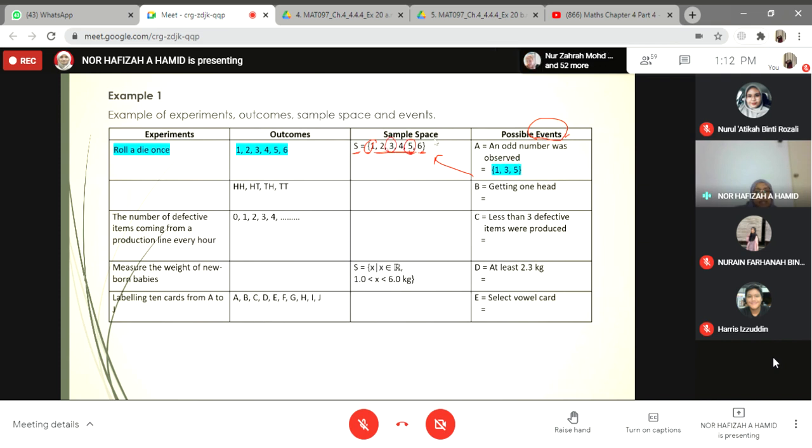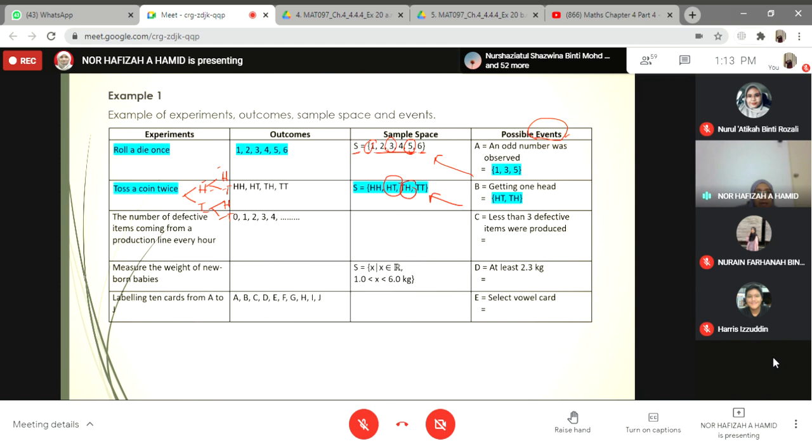Okay, for experiment number 2, toss a coin twice. You have head, head; head, tail; tail, head; and tail, tail. This really comes from the tree diagram. You have head, tail, then head, tail again, until you get tail, tail. So the sample space equals the outcomes. The event is getting 1 head. Referring back to the sample space, getting 1 head, we have head, tail and tail, head.